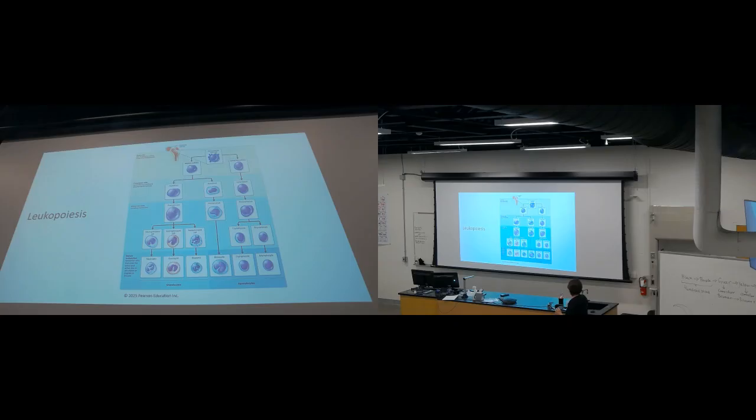And then you have the myeloblast line. This will become a promyelocyte, and from this promyelocyte, you will form a neutrophil band, an eosinophil band, and a basophil band. So these bands are immature white blood cells.